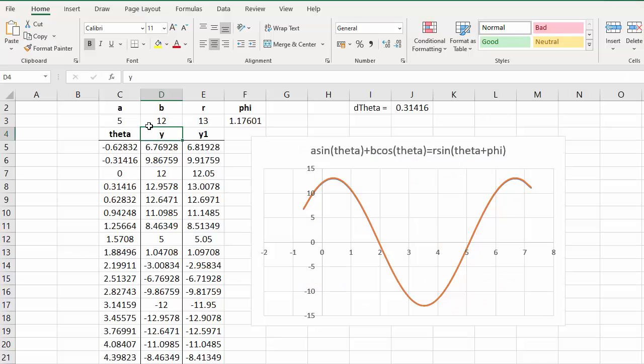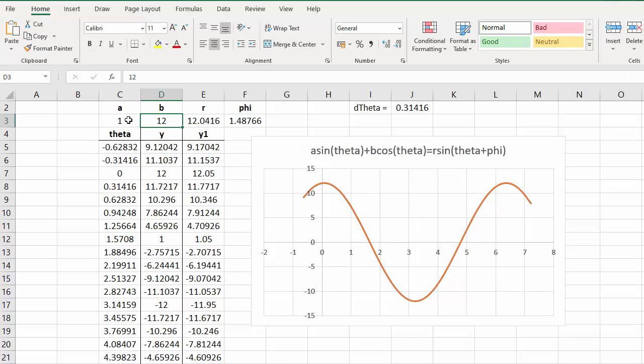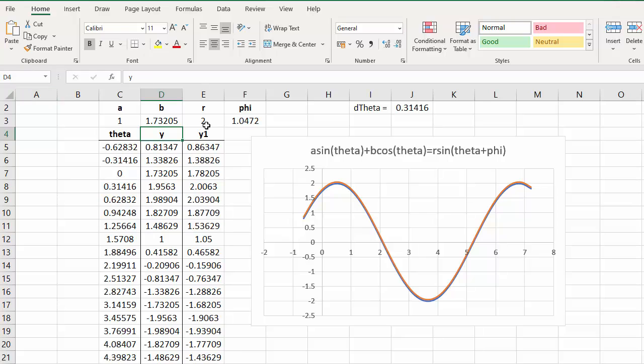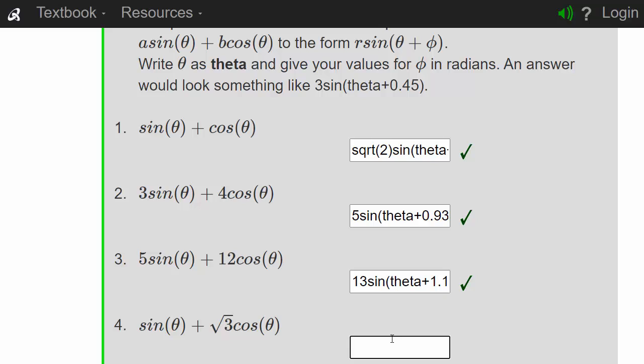And then question 4, a is 1 and b is the square root of 3. So back to the model. A is 1 and b is the square root of 3. So that's going to give us r is 2 and phi is 1.05. So we'll put that into baseline. r is 2 times sine(theta plus 1.05). Close brackets, and are we right? Yes, we are.